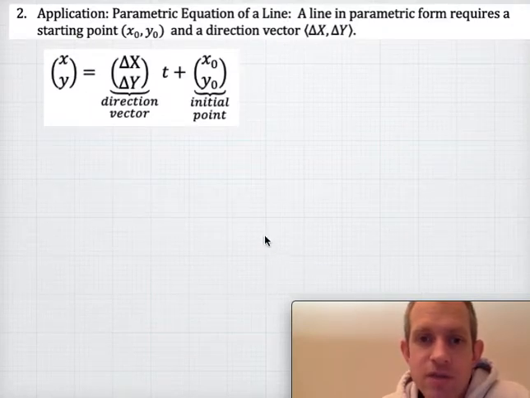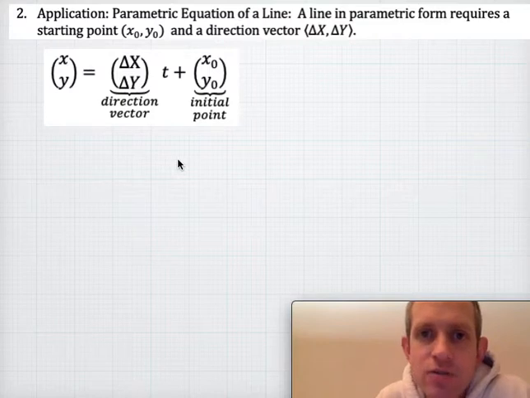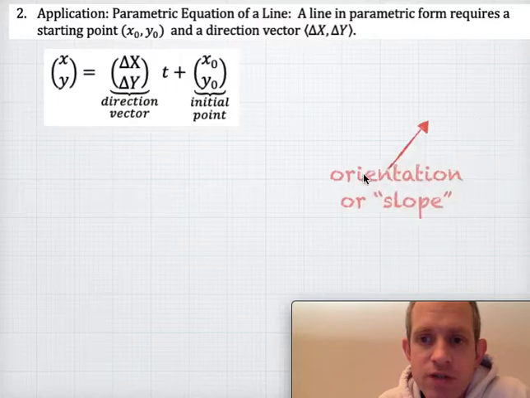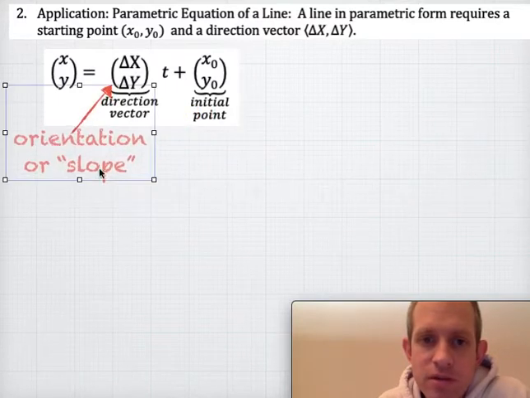Let's look at a different application. So parametric equations give us another tool that we can use to create a line. And so to create an equation in parametric form, you need 2 things. You need some sort of a direction vector. That's an orientation, or that's the slope, if you will.